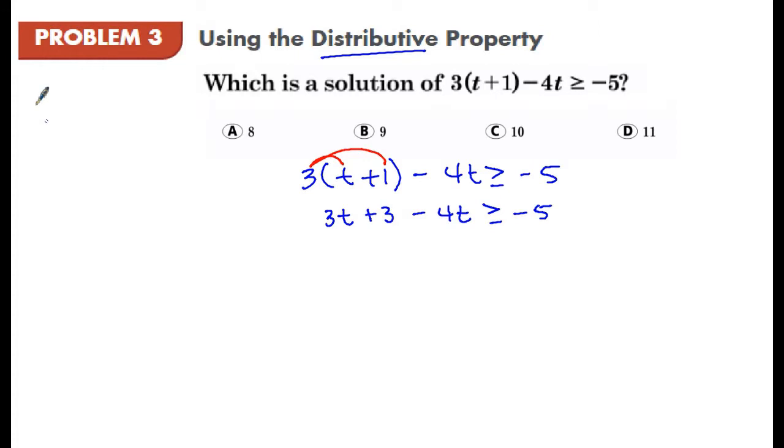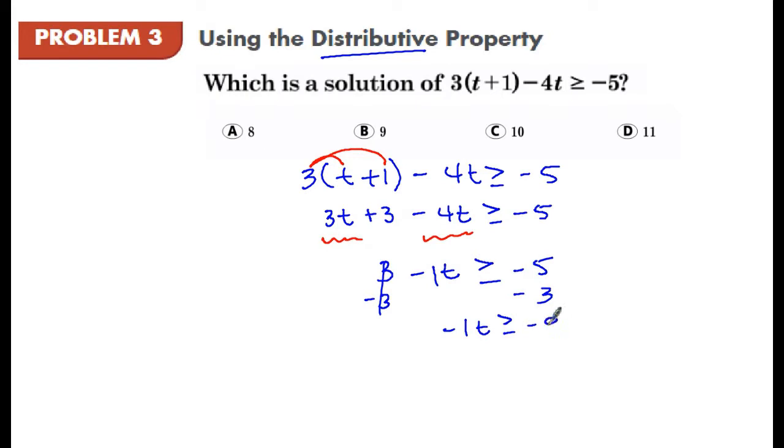Okay, so once you distribute, the next thing you want to notice is, do we have any combined like terms? If you notice, we have a 3t here and a negative 4t. We can combine those terms, and we're going to get 3 minus 1t, or negative t. You can put a 1 there. And that's going to be greater than or equal to negative 5. Now we want to move the 3 over by subtracting 3 on both sides. And we get negative 1t is greater than or equal to negative 8.